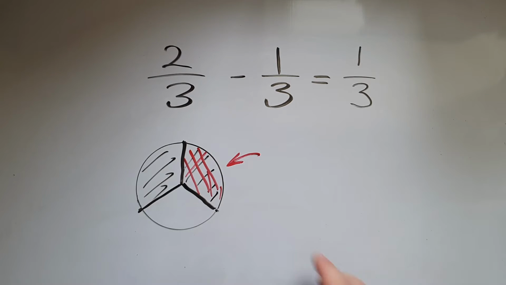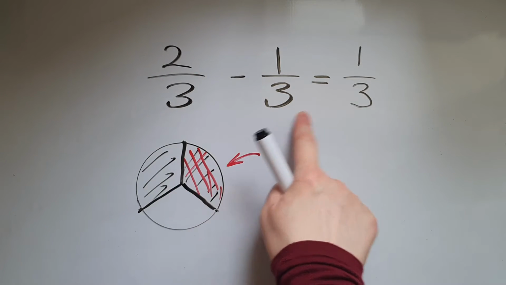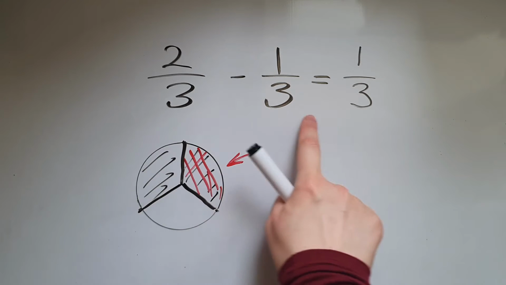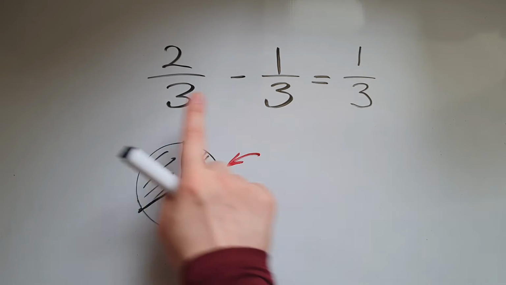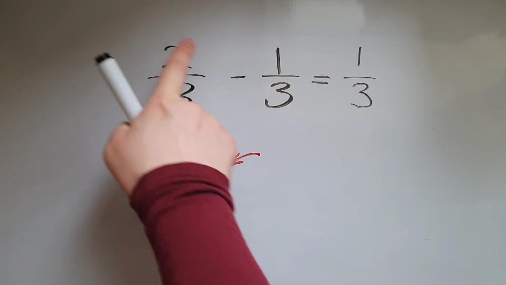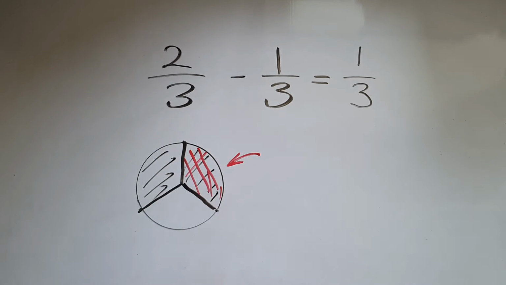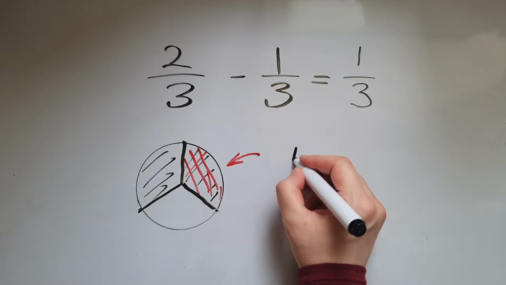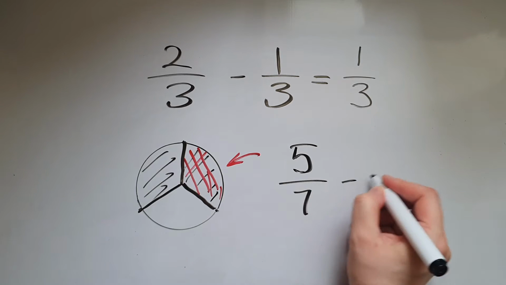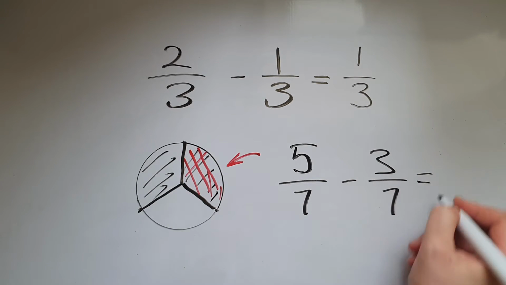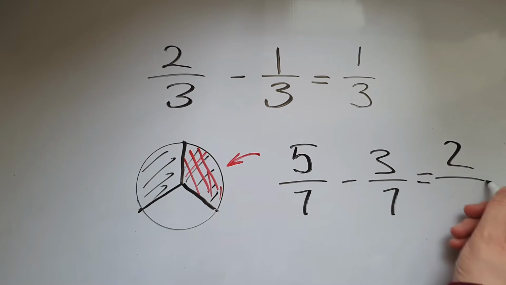So that is 1/3. As you've probably noticed, when you have the same denominator, the answer ends with the same denominator, and you're just taking away 2, take away 1. That gives us 1. So if I have 5/7, take away 3/7, that is just 2/7.